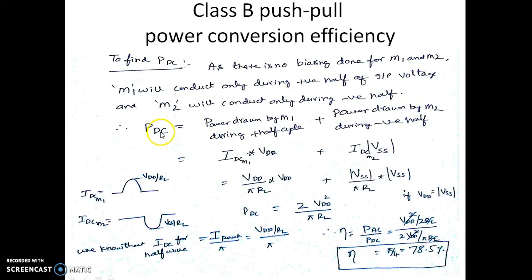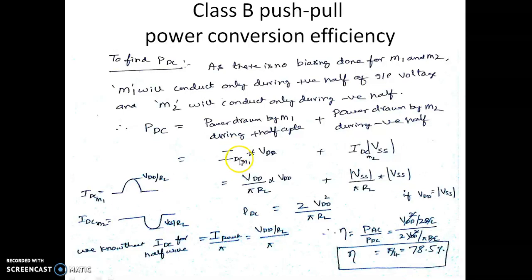That means the DC power that is consumed is nothing but the power drawn by M1 during the positive half cycle, plus the power drawn by M2 during the negative half cycle. So power will be drawn from VDD. M1 is going to draw power from VDD, which is the DC current drawn from the supply source by M1 multiplied by the voltage, and similarly for M2, the DC current drawn by M2 multiplied by the corresponding voltage.